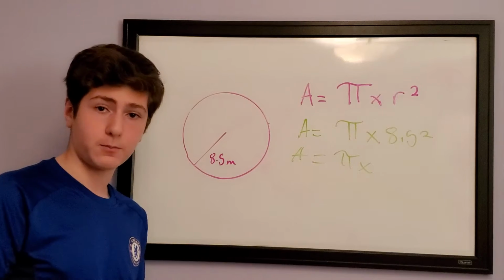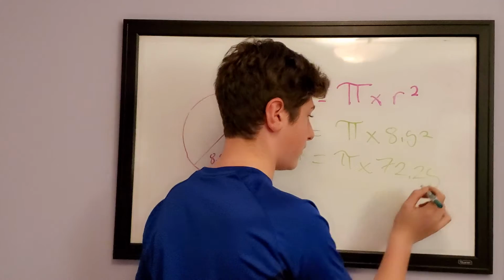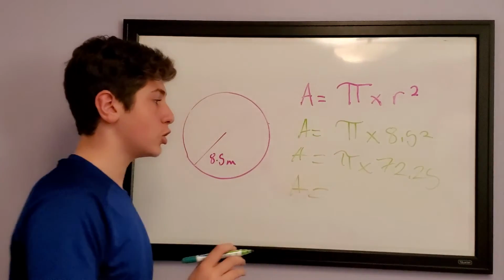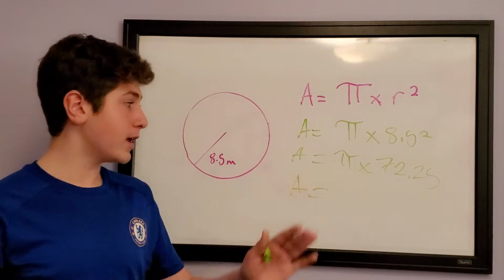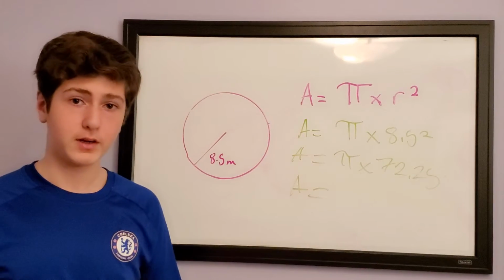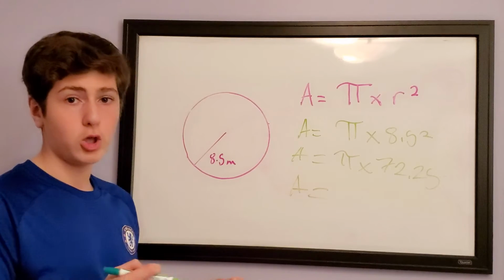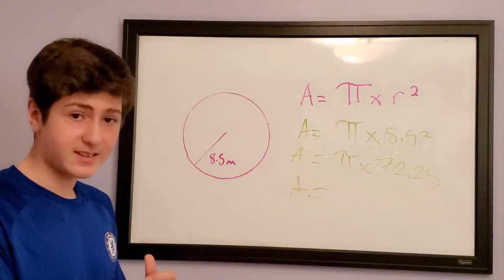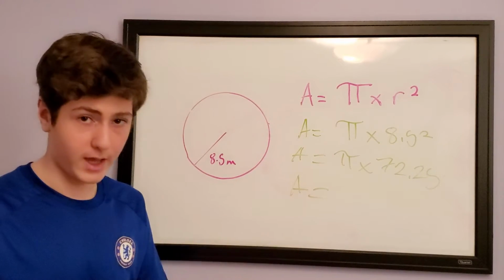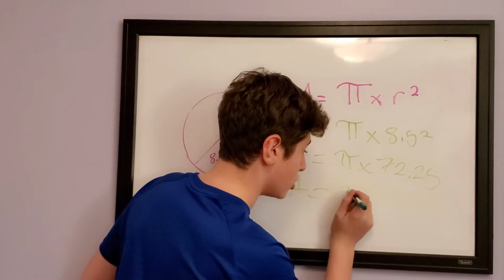So 8.5 times 8.5 is 72.25. Alright. So the only thing left to do now is multiply 72.25 by pi. If you don't have the pi button on your calculator, you could simply use 3.14 instead of pi. You wouldn't get the exact answer. It's not a very accurate answer, but it's still the right answer.